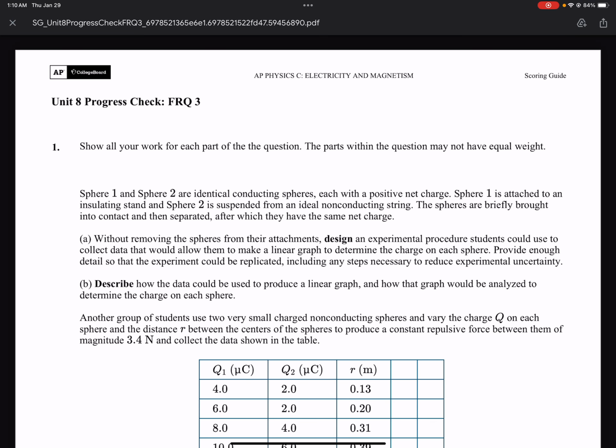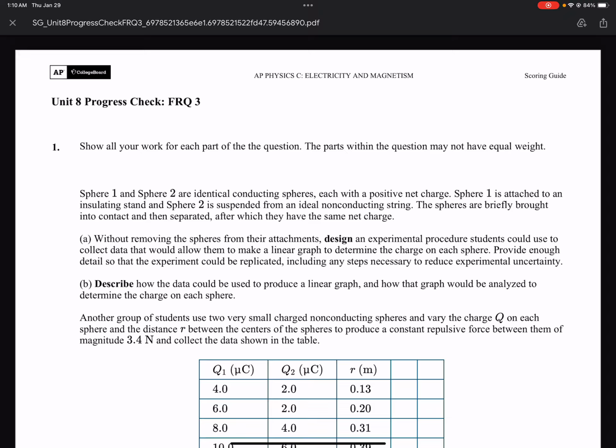So this is another lab experiment, and we're studying Coulomb's law, the attraction or repulsion felt by spheres. Here we have two identical conducting spheres, each with a positive charge. Sphere 1 is attached to an insulating stand, and sphere 2 is suspended from an ideal non-conducting string. The spheres are briefly brought together in contact and separated, after which they have the same net charge.